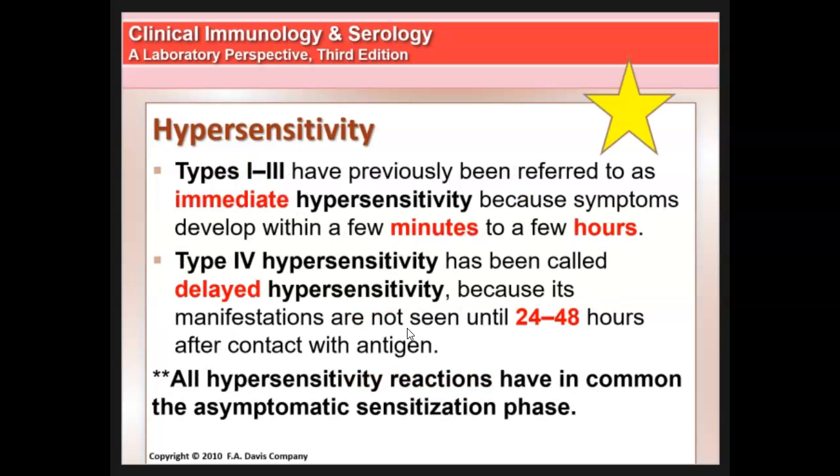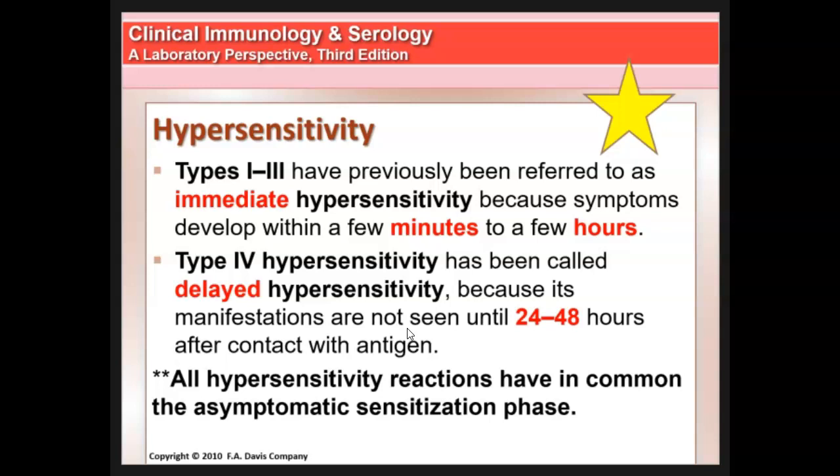So types 1 through 3 have been referred to as immediate because symptoms develop within a few minutes to a few hours. And type 4 has been called delayed because you don't really see symptoms until 24 to 48 hours after contact with the antigens. All hypersensitivity reactions have in common the asymptomatic sensitization phase. That might be a test question.